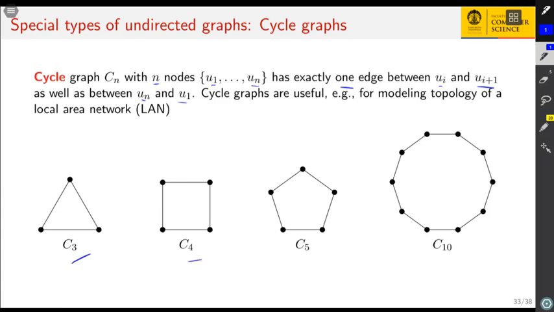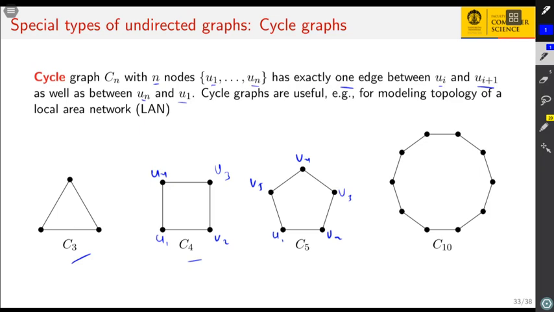This is C4, for example, this is U1, U2, U3, and U4. So you have a cycle graph. This is C5, so U1, U2, U3, U4, U5. You see that there is an edge between U1 and U2, U2 and U3, U3 and U4, U4 and U5, and U5 and U1. And this is C10, the cycle graph with 10 nodes.